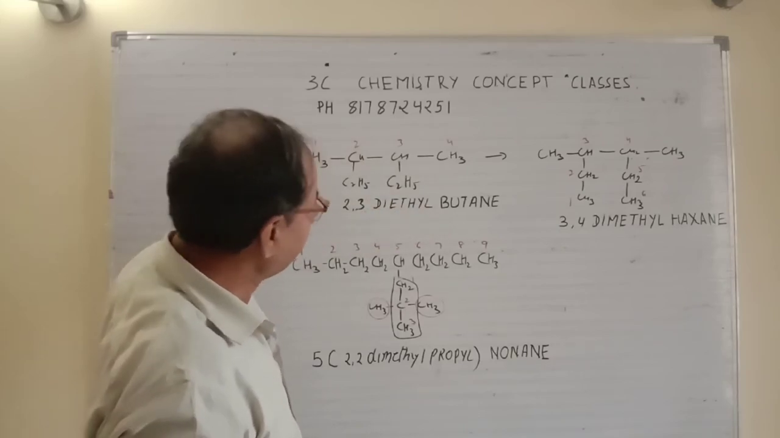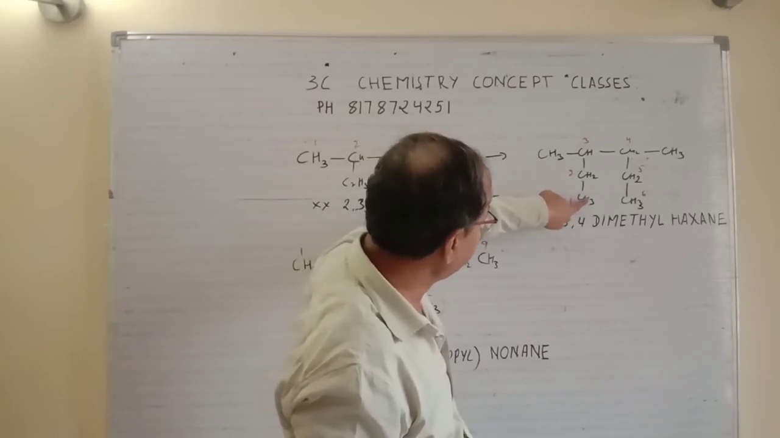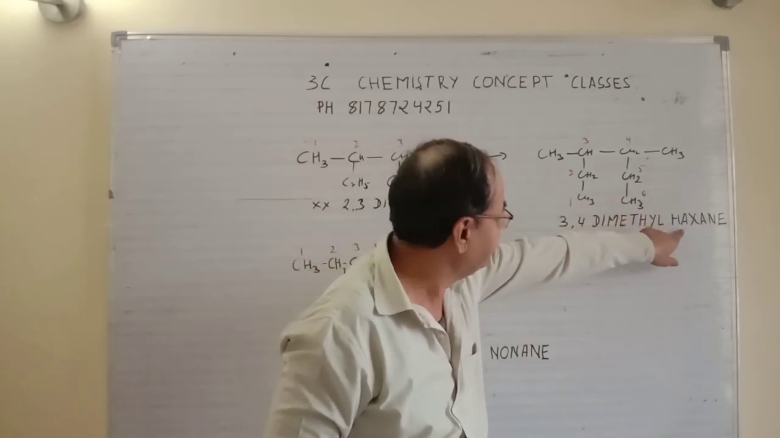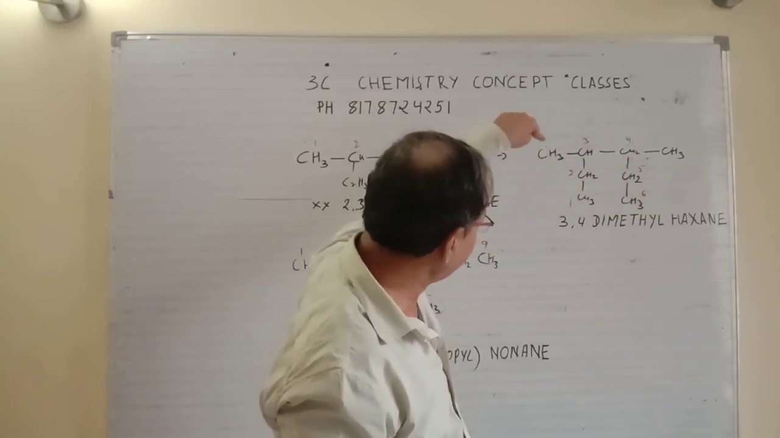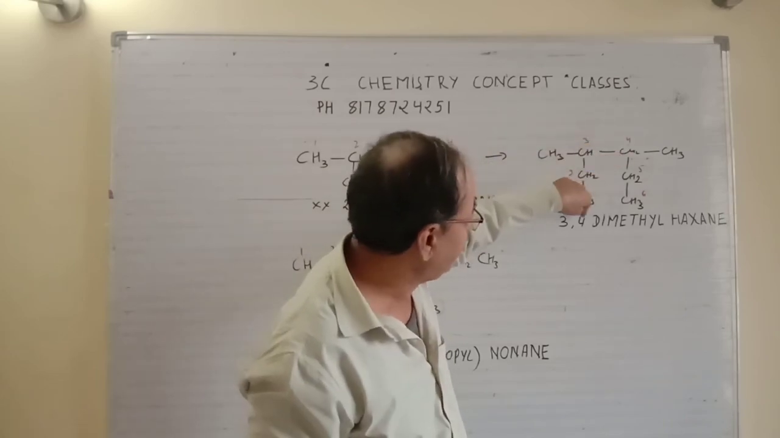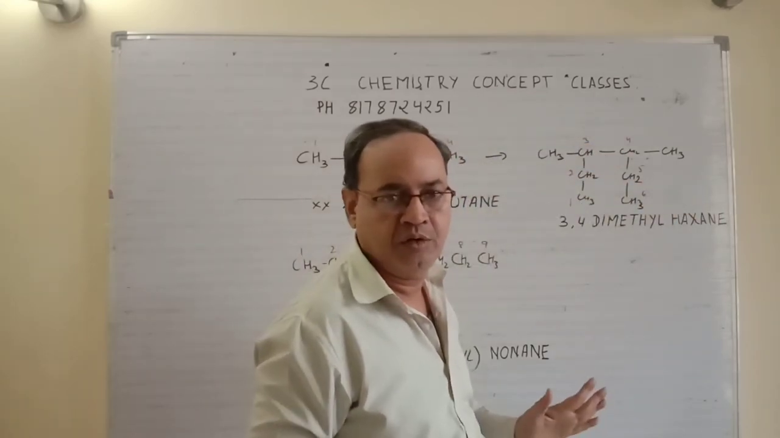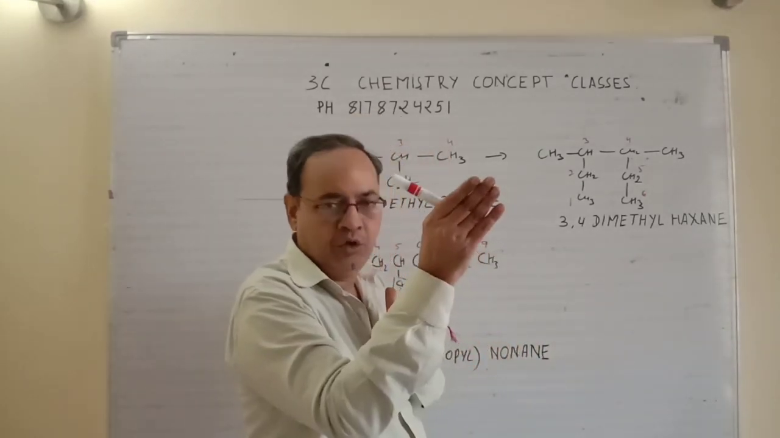Here the exact answer for this is that you open it, so you will just have a chain of 6 carbon, longest chain, hexane, and at third and fourth position you will find 2 methyl groups. So the exact name for this compound is 3,4 dimethyl hexane. So the concept is that you have to first open the chain and then find the longest chain.